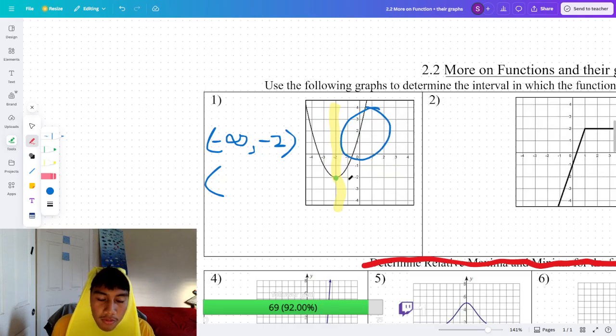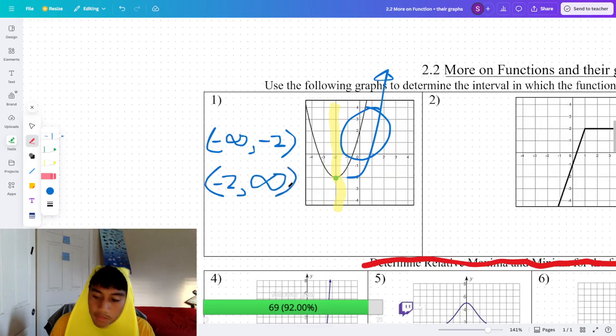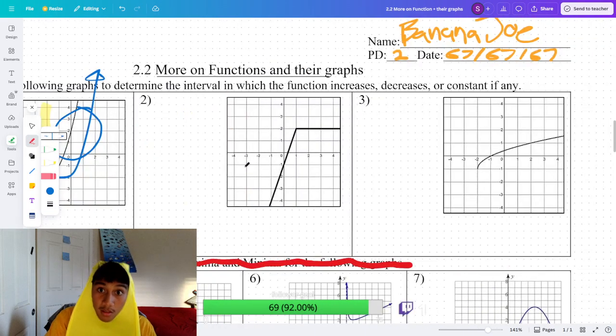We notice that the graph, reading from left to right, starts to increase onto infinity, starting at negative 2. So we'll pick up where we left off at negative 2 onto infinity. Pretty simple, right? Question number 2.